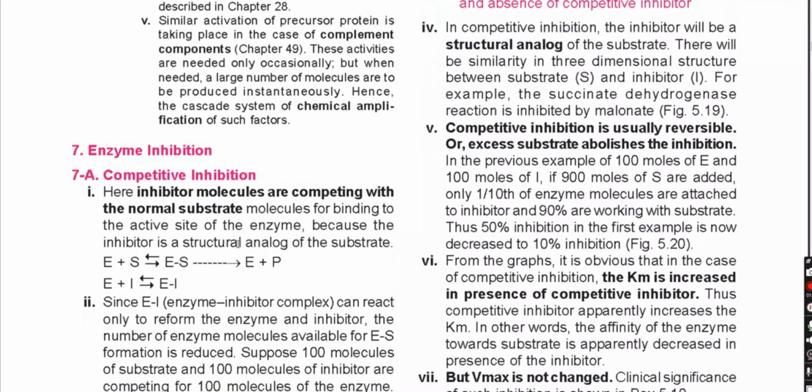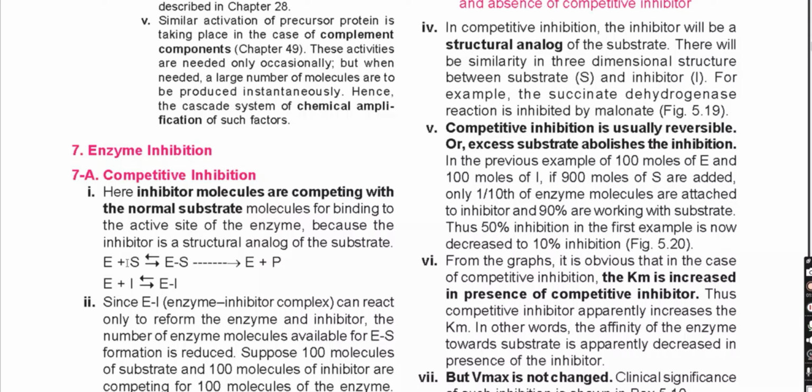First of all, the inhibitor has a close structural similarity to the substrate and competes with the latter for the substrate binding site of the enzyme. So this is the first important criterion. Here the inhibitor molecules are competing with the normal substrate. E plus S gives ES, that is E plus P. If instead of substrate we add the inhibitor, then E plus I is equal to EI.